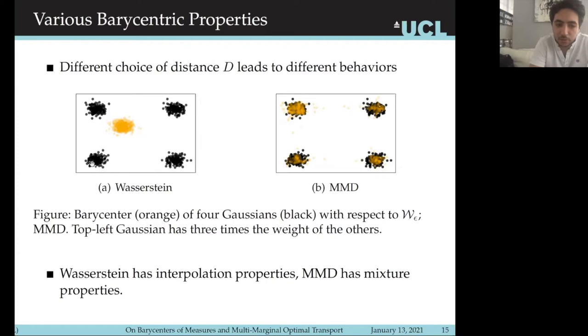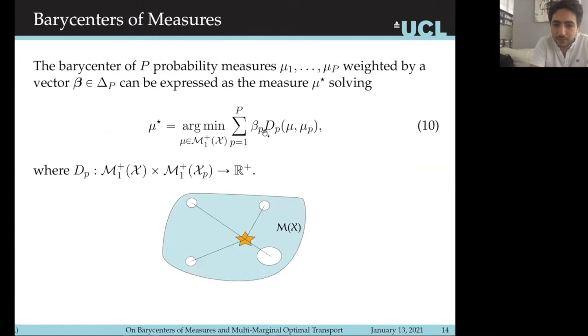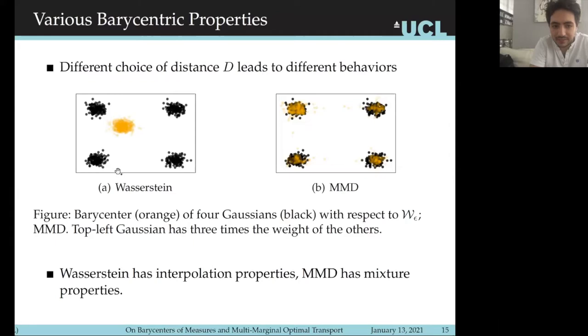the barycenter toward the measure with the highest weight. So we have four measures here, mu1 to mu4. And this measure has the highest weight. And the barycenter is basically going to have sort of the same structure as each measure, but it's going to be pulled towards the one with the highest weight.